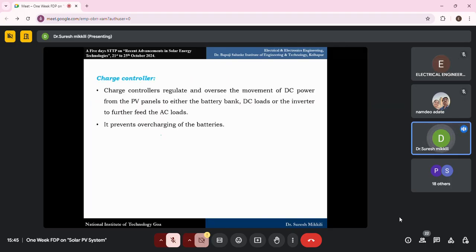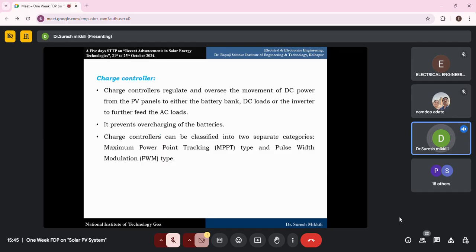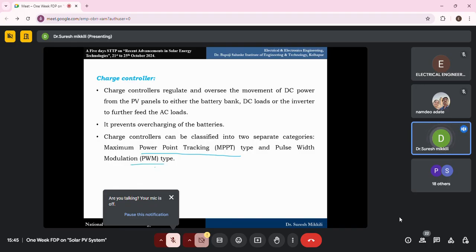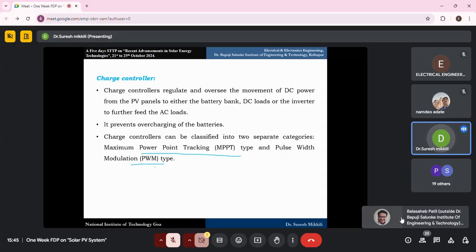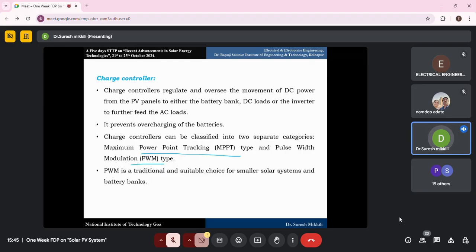It prevents the overcharging of the batteries. Mainly two types of charge controllers are there. One is maximum power point tracking, the second one is pulse width modulation. Why do we use these, and when are they required? During uniform conditions MPPT is not required, but during shading conditions, to extract the maximum power, it is required.